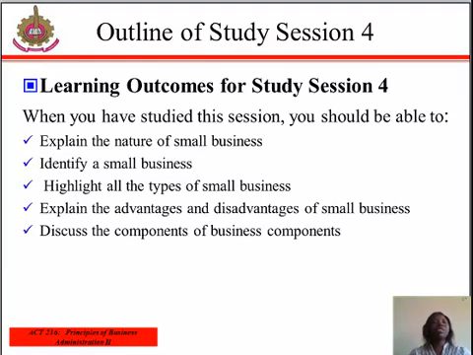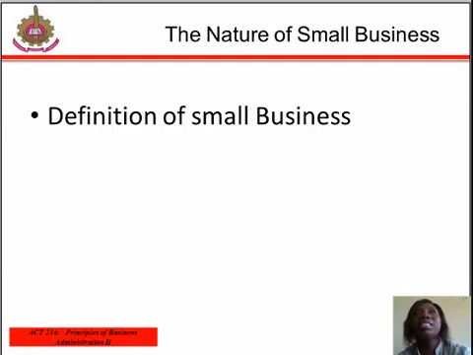So at the end of this study section, you should be able to explain the nature of small business. You should be able to identify a small business. You should be able to highlight all the types of small business and also explain the advantages and disadvantages of small business. And lastly, to discuss the components of a business enterprise. Let's take these outlines one after the other.